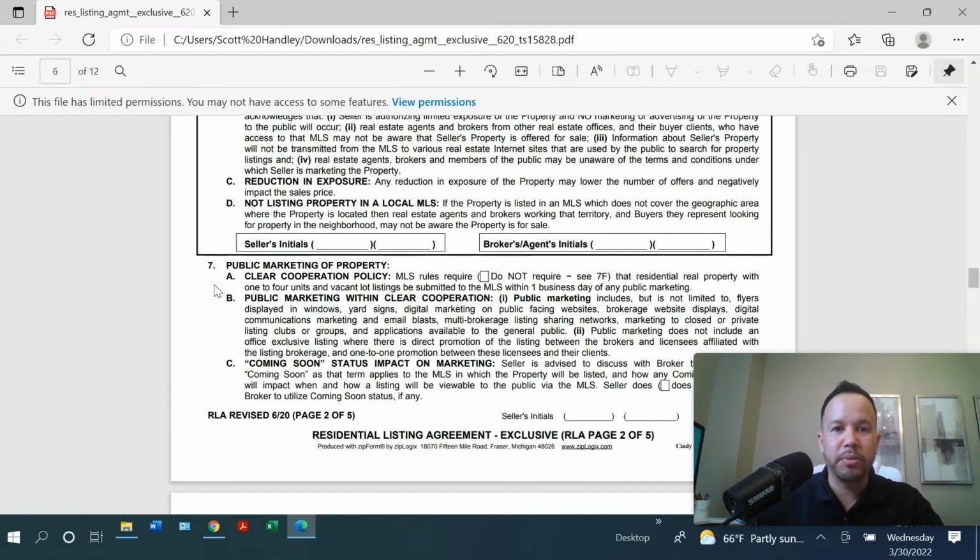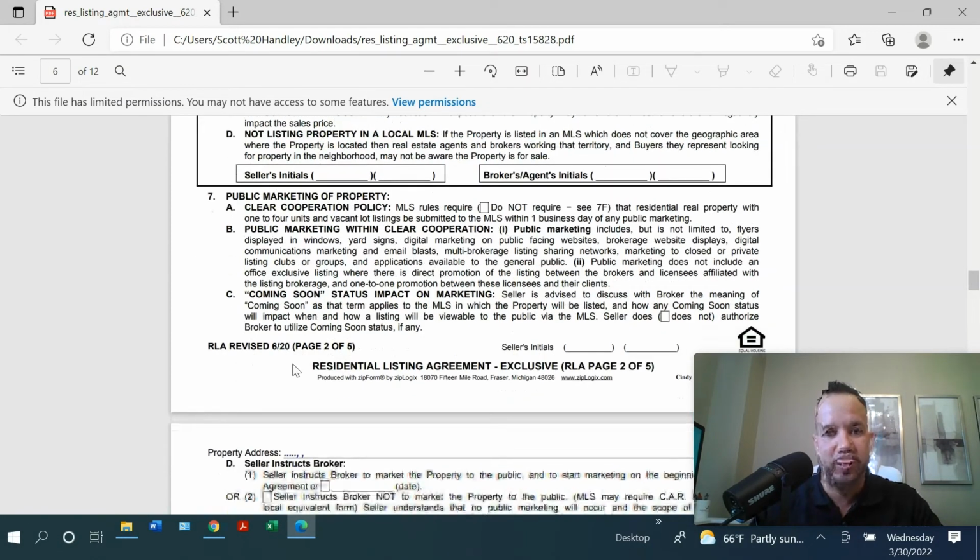Number 7, public marketing of the property. So we do want to just let them know that, hey, it will be syndicated to other websites that will be marketing the property. But that is something that comes with the territory. Without MLS, you're not going to get the exposure. You're not going to get the top dollar. You're not going to get the amount of showings. So it's imperative you do get this on MLS.